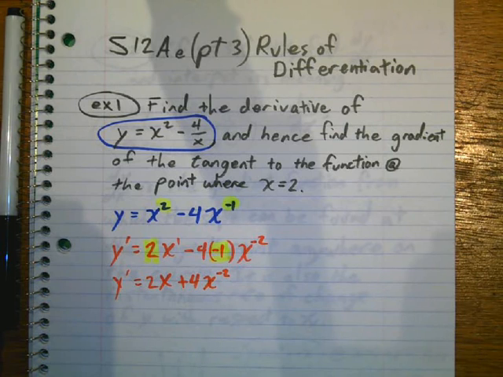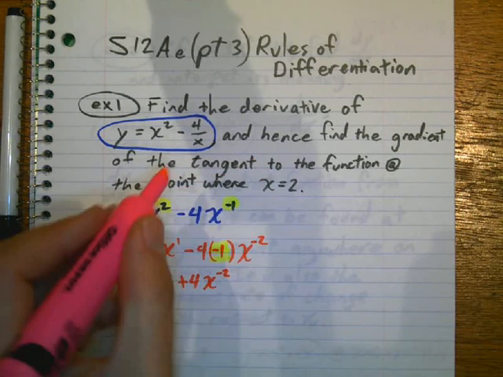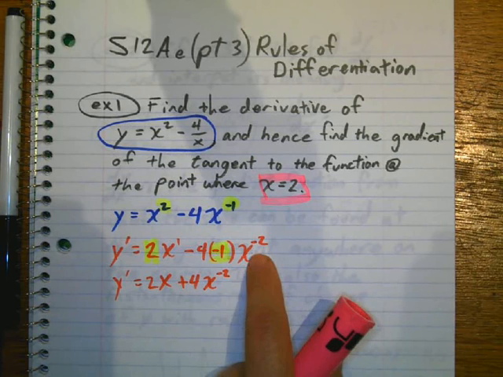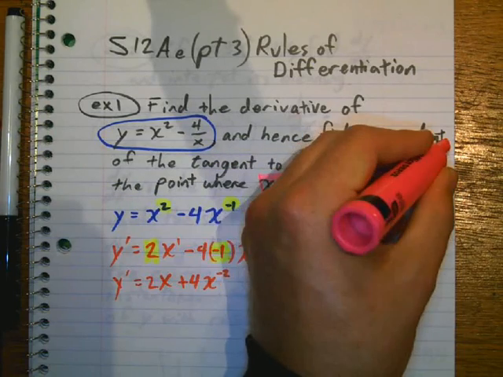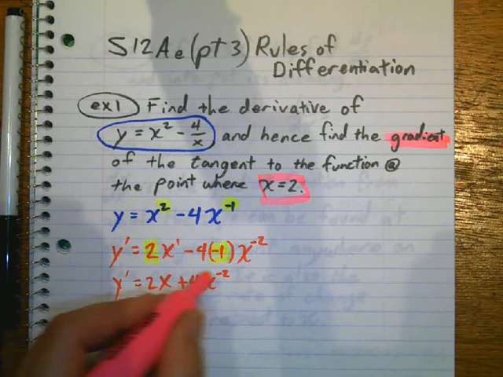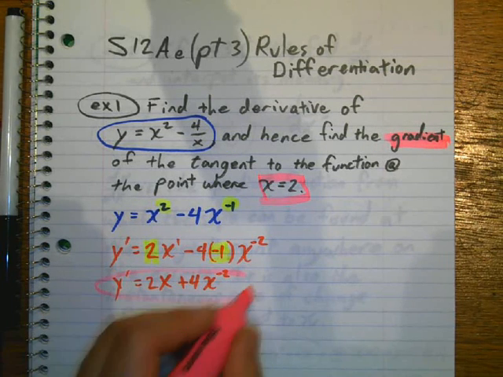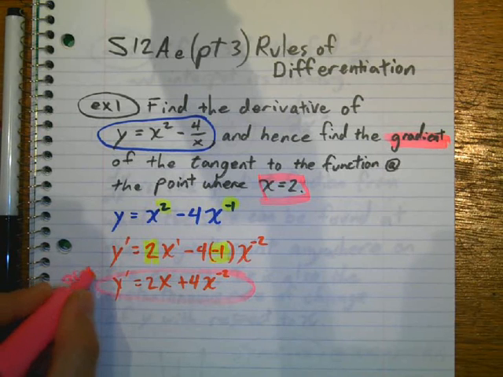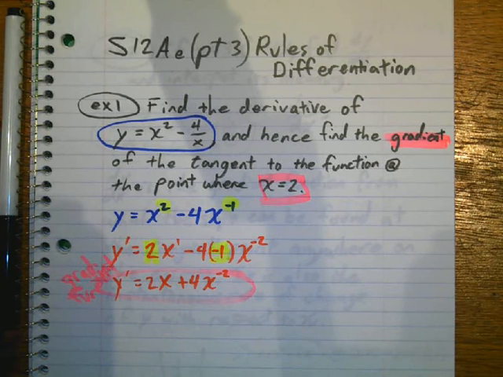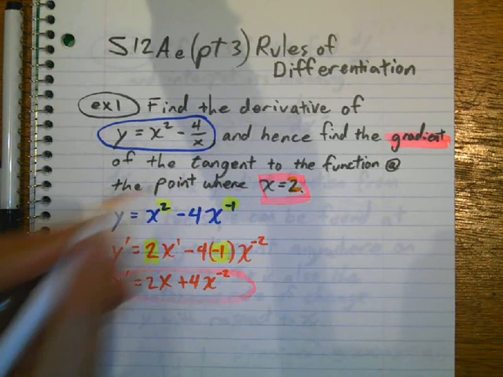Now, if I want to find the point where x is equal to 2, then I need to plug in, I'm sorry, we're trying to find the tangent. We're trying to find the gradient, which is the slope, when x is equal to 2. So I'm going to use this as my gradient function, and since that's my gradient function, I'm going to plug in 2 wherever I see x.